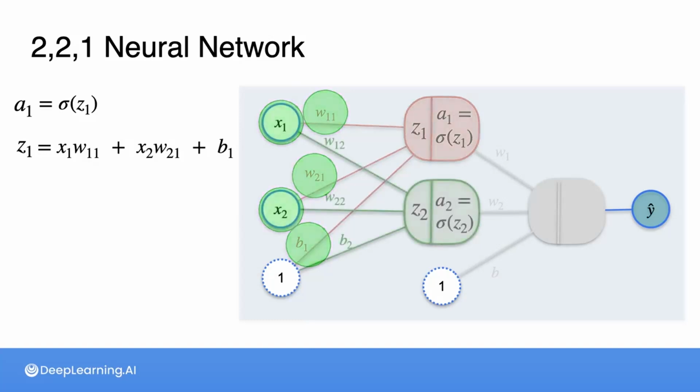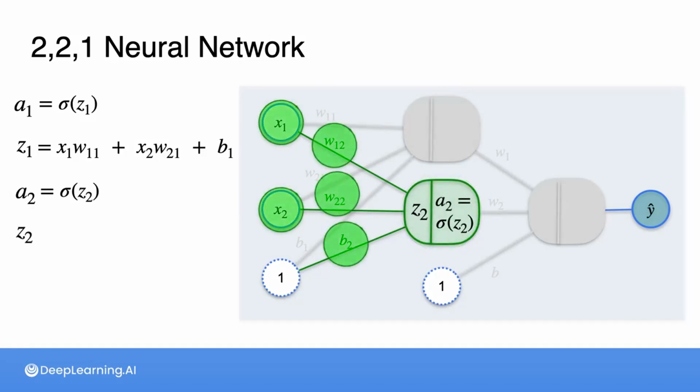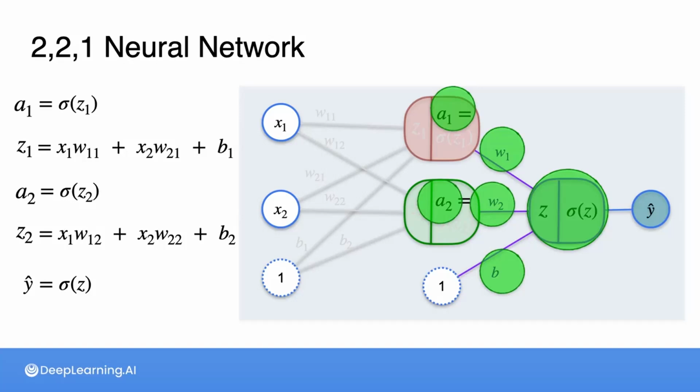The same thing happens with the green perceptron. A2 is given as sigmoid of Z2, where Z2 is the usual summation of the weights times the features plus the bias. And now let's go to the purple perceptron. For the purple perceptron, the output is y hat and it's sigmoid of Z. And Z is, again, the summation of A1W1 plus A2W2 plus B.